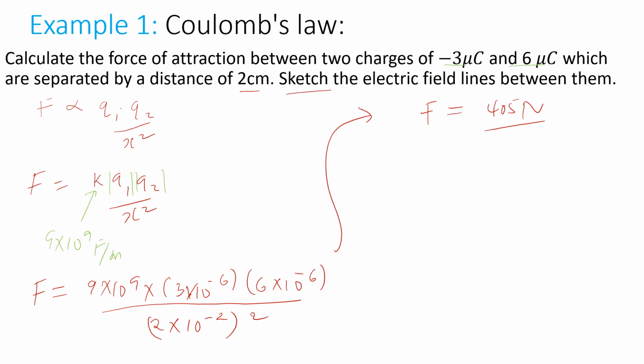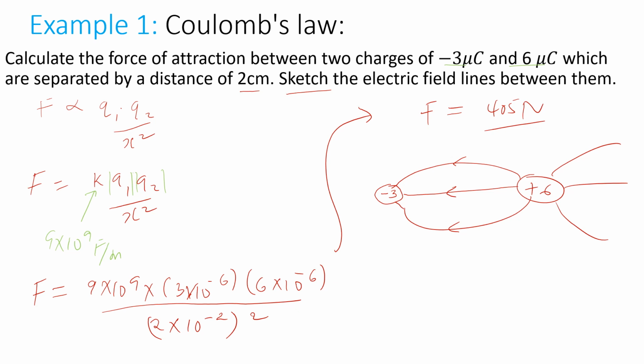The next part of the question says sketch the electric field lines between them. So we now go to the charges. We have a -3, which is negative, and then we have a +6. According to the rules of drawing electric field lines, they come from the positive charge into the negative. So the negative will receive and the positive will give. So field lines will be moving in this manner. And then we shall have more fields like this. Then we shall have fields like that.